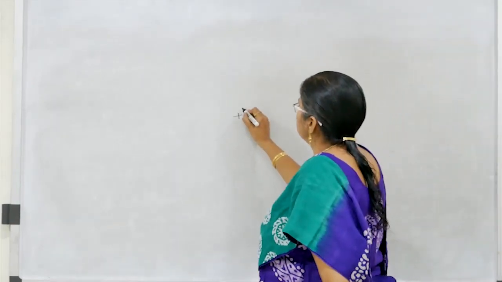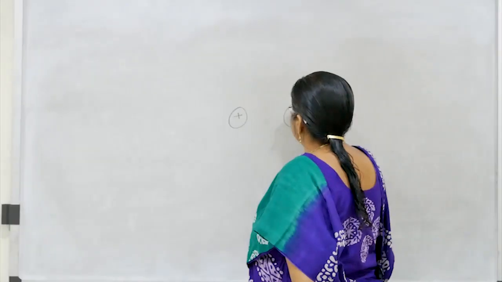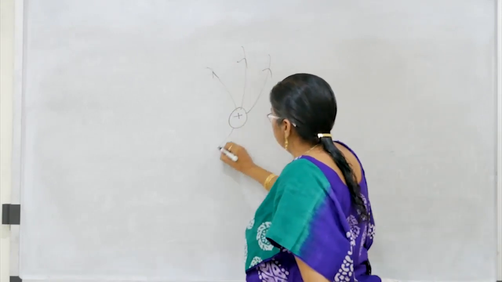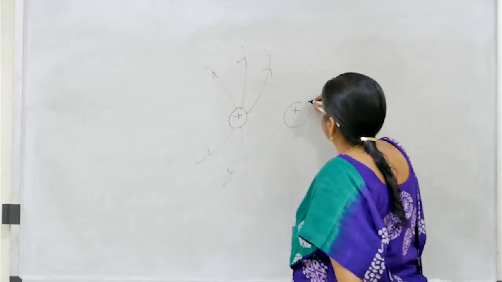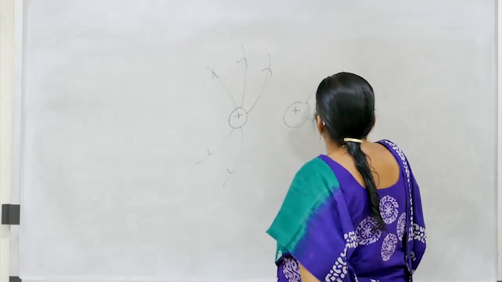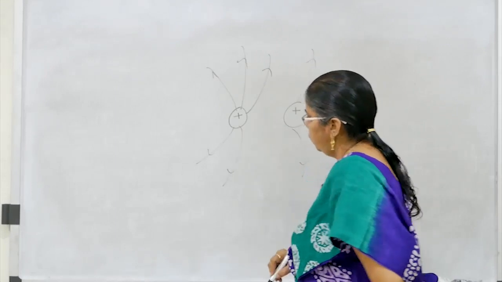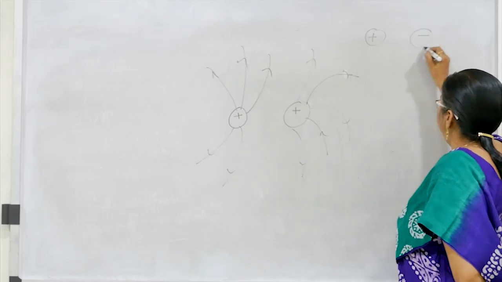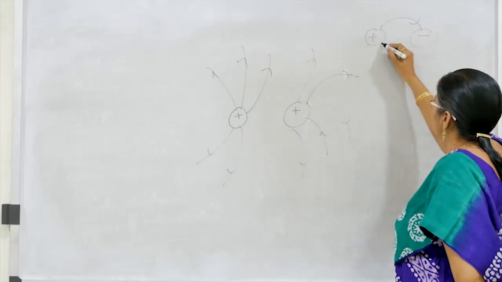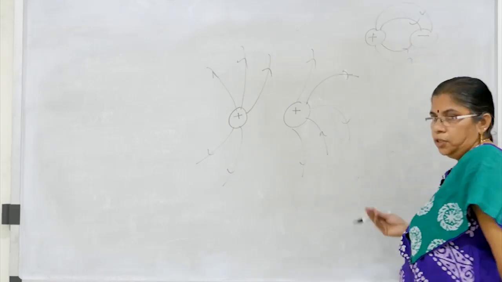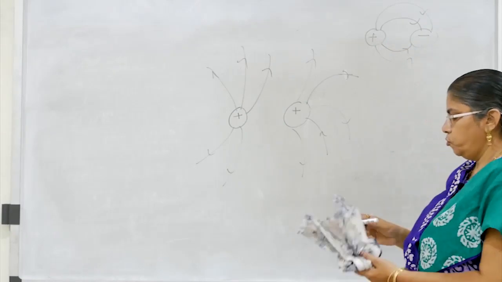Positive charges, suppose I take positive charges like this. The electric lines of force are represented like this. Now, if I take a positive charge and negative charge, the lines travel like this. So these are some of the properties of electric lines of force.